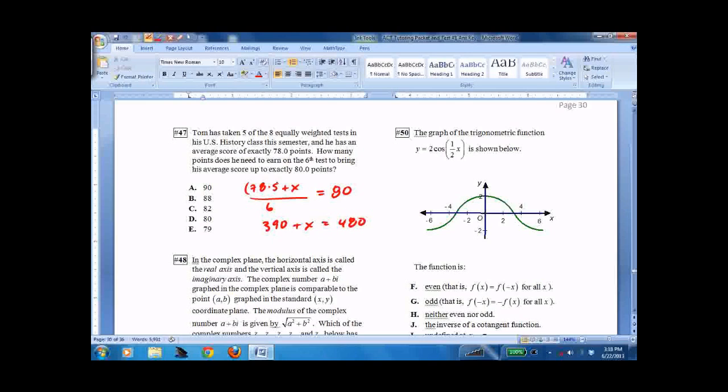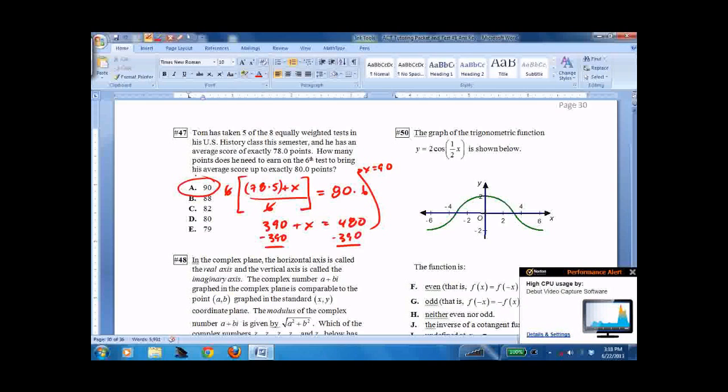And I multiplied that out, but then I also did both sides times 6. Subtract 390 from both sides. I get x equals 90.